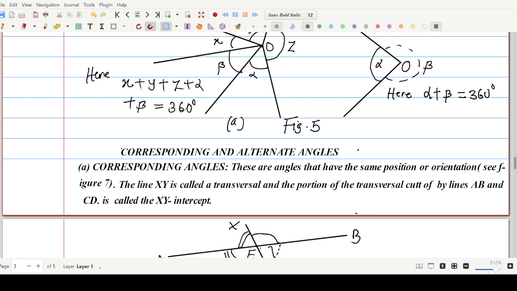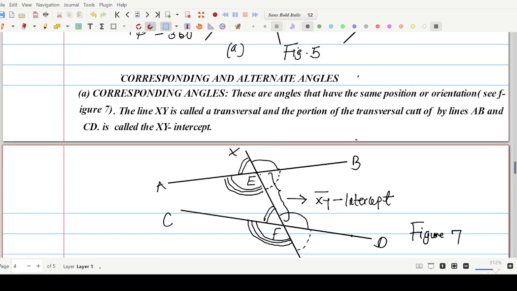Now, the statement of corresponding and the statement of equality are different. The fact that angles are corresponding does not necessarily mean that they are equal. Angles can be corresponding, but they are not equal. So there's a condition for which corresponding angles will be equal. So once again, I said that angles that have the same position or orientation are called corresponding angles. You can see that in the figure below.